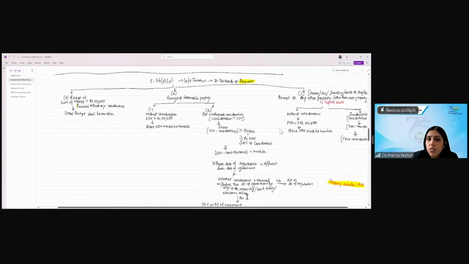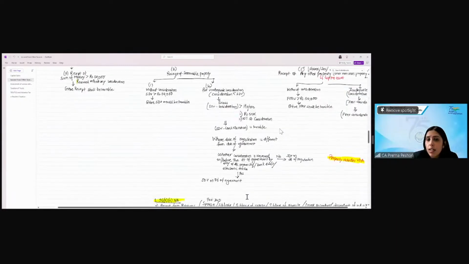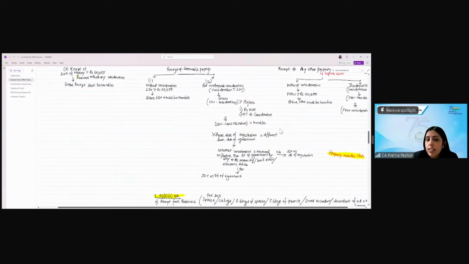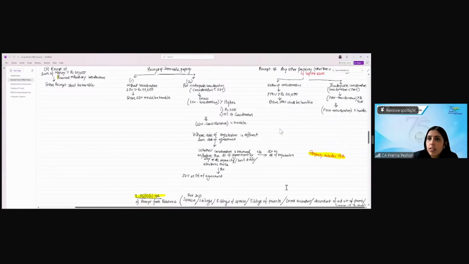Now, if the date of registration is different from the date of agreement, then you have to check whether the consideration is received on or before the date of agreement by way of account payee cheque, bank draft, or electronic mode. If the answer is yes, then you take the SDV as on the date of agreement. If the answer is no, then you take the SDV as on the date of registration. This is the same as per section 50C provision, isn't it?